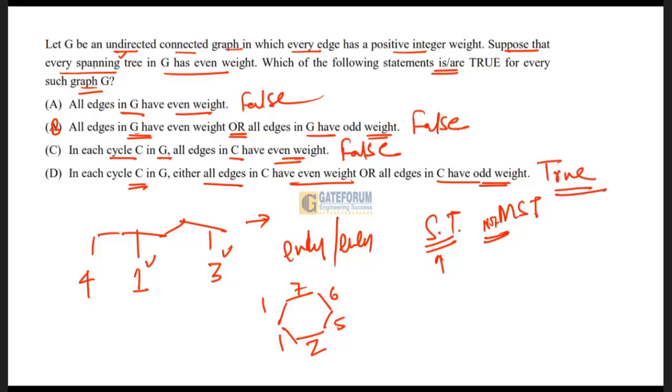So it is only about a spanning tree. You should not get confused that we are talking about a minimum spanning tree. No, that is not required. We can make a spanning tree like this also, and one spanning tree could be like this also. We only require a spanning tree, not a minimum spanning tree. Thus only option D is correct here. I hope it is clear.